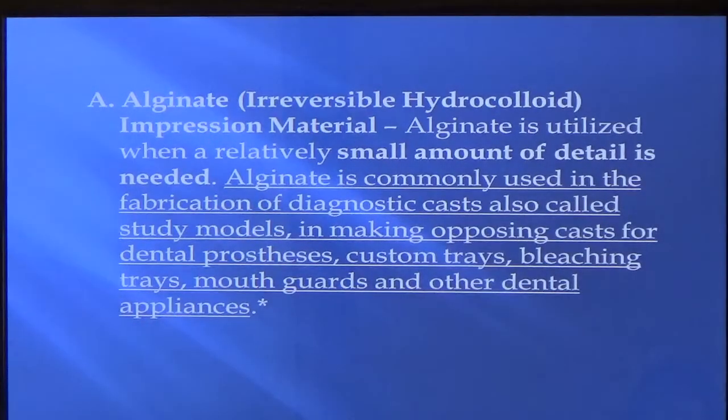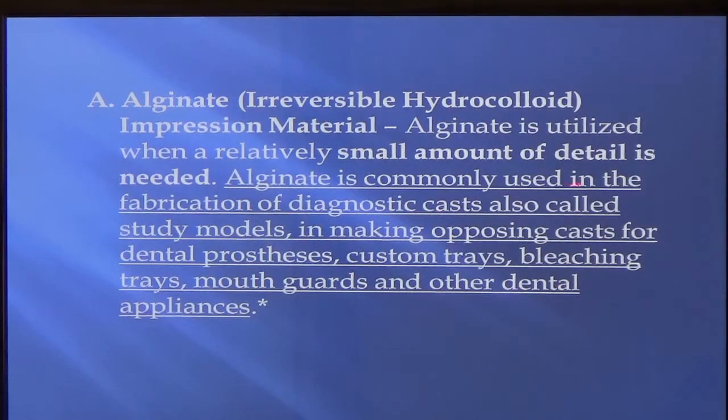Okay, this is on the test. Alginate, which is irreversible hydrocolloid. Okay, alginate, another name is irreversible hydrocolloid, impression material. The alginate is utilized when a relatively small amount of detail is needed. That's the important thing. Okay. So I don't really need all the nitty-gritty, all the nooks and crannies, all the deep pits and fissures and really fine anatomy. I just need something. Okay, so just a basic impression.